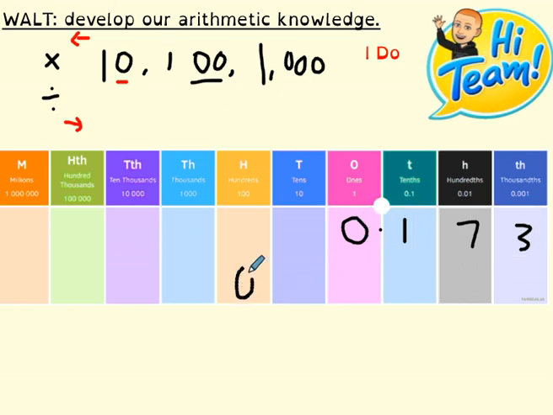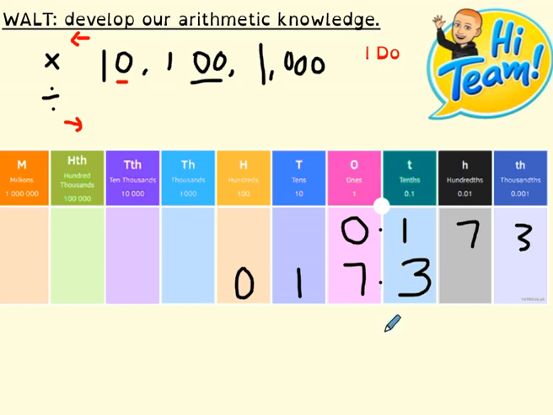My 1 moves 2 places. My 7 moves 2 places. And my 3 moves 2 places. Remember, the decimal point from our work in previous lessons doesn't move. The decimal point is always found between the ones number and the tenths number. The decimal point remains there.